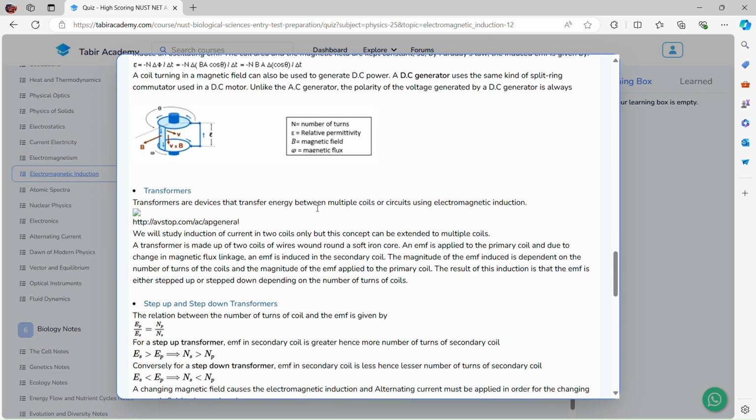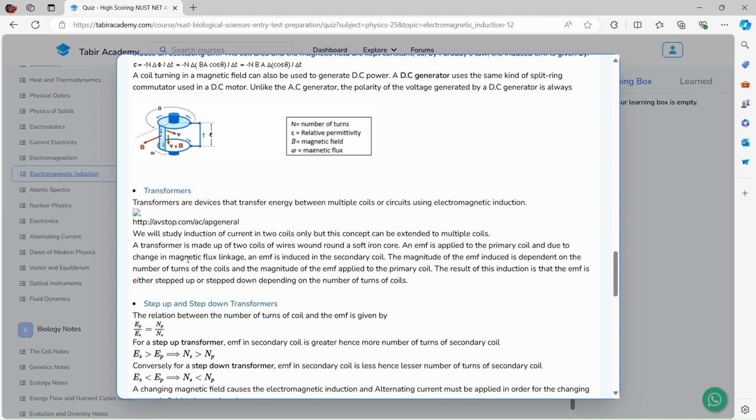Transformers. They are devices that transfer energy between multiple coils or circuits using electromagnetic induction. We will study induction of current in two coils only, but this concept can be extended to multiple coils. A transformer is made up of two coils of wires wound round a soft iron core.